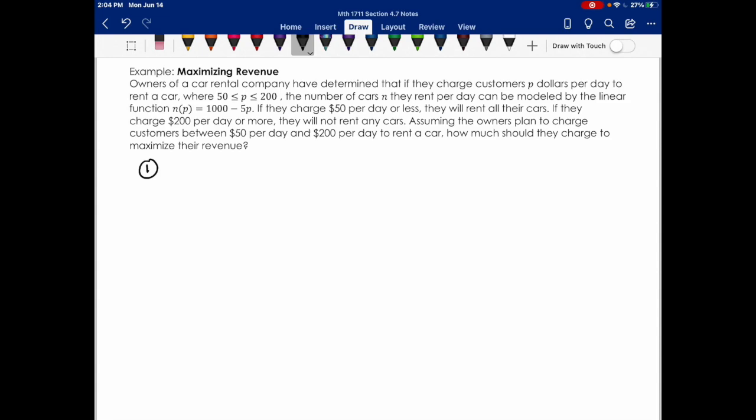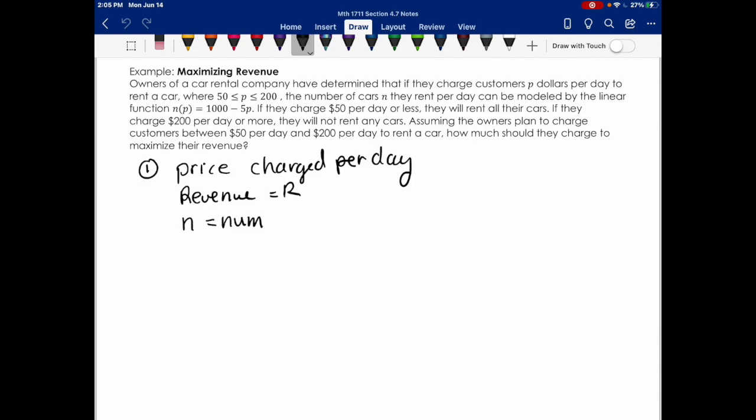So step one, we have to define all of our variables, but it sounds like this question already did that in a lot of places, and we just have to regroup and make sure we understand what they represent and write it down. So P is the price charged per day, and then we also have the revenue, and we'll call that R. Then we have the number of cars.